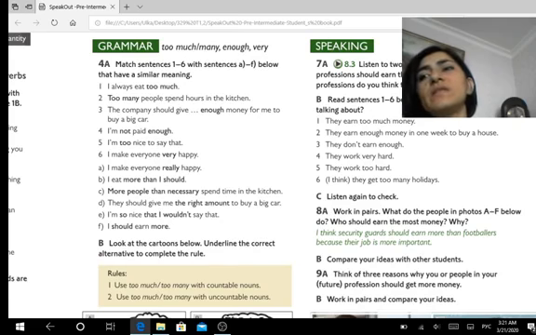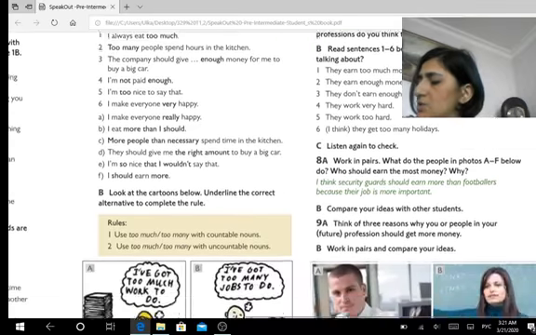So the first one is "they earn too much money." Who earns too much money, right? You should write down the profession that earns too much money. And the same with the rest, the other five. I think it's not so difficult. You will manage it easily.